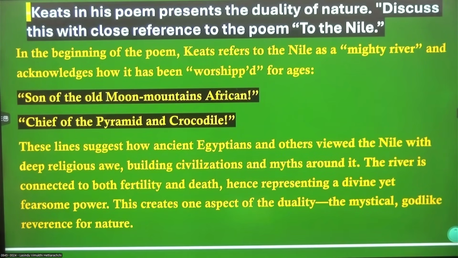In the beginning of the poem, Keats refers to the Nile as a mighty river and acknowledges how it has been worshipped for ages, right? So you can understand those mythical features in the octave part, the first 8 lines. This is how the poem starts: Son of the old moon mountains African, chief of the pyramid and crocodile. These two quotations are very familiar to you, right?